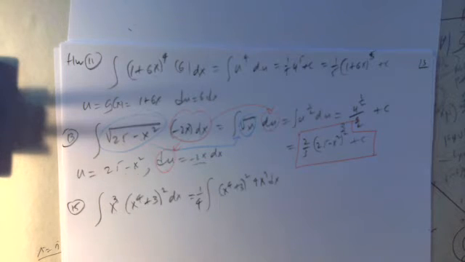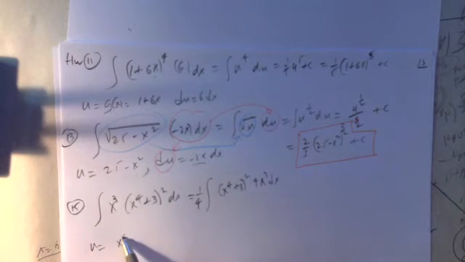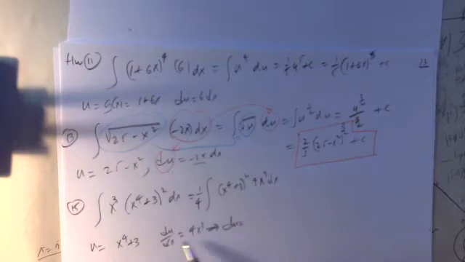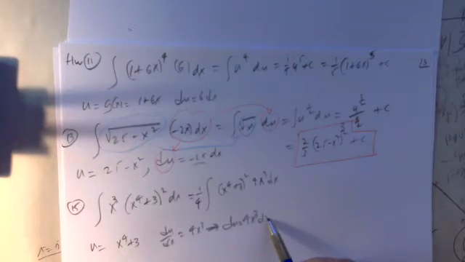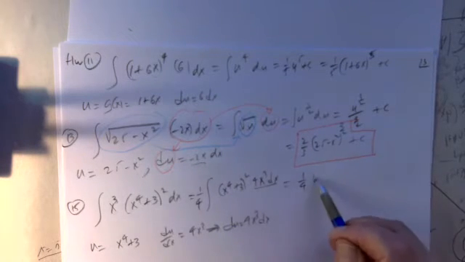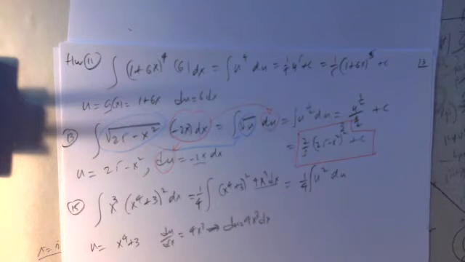And now, if I substitute u equal x to the fourth plus 3, du dx is 4x cubed. So du is 4x cubed dx. That's this. So when I substitute, I get 1/4 the integral of u squared du. And this is much easier than this.